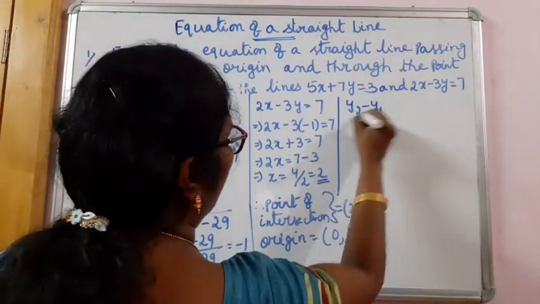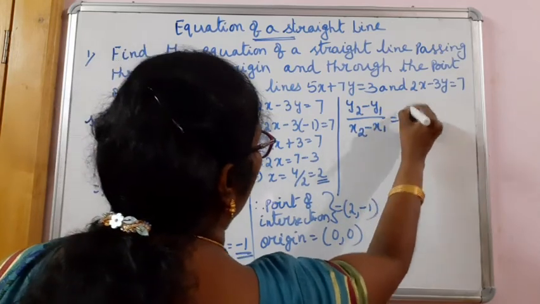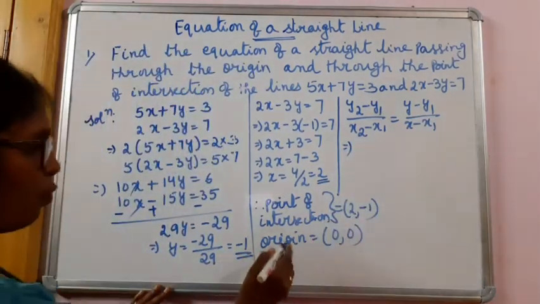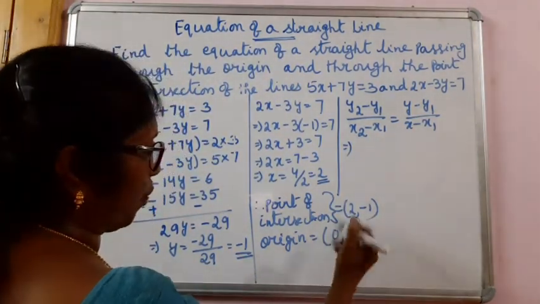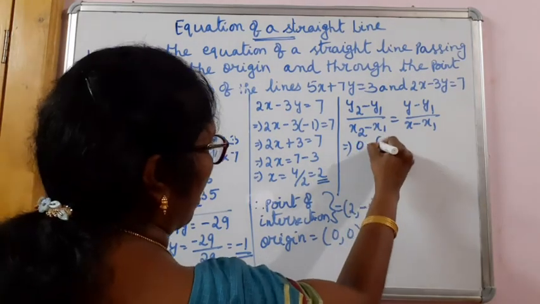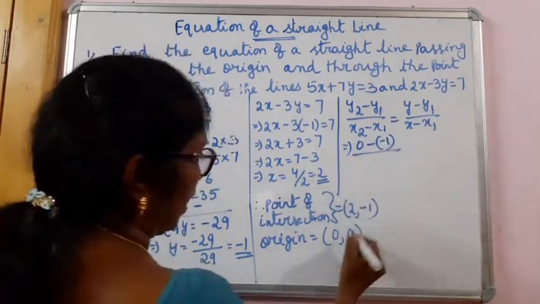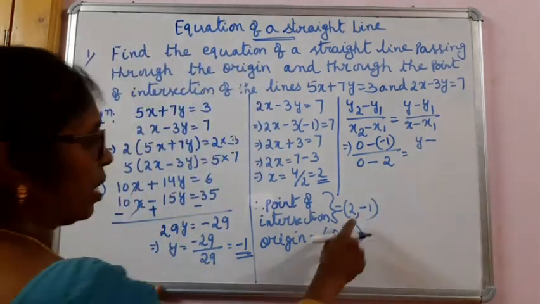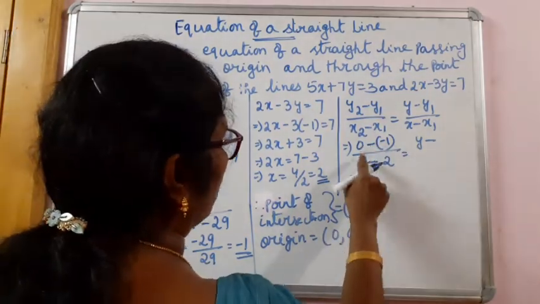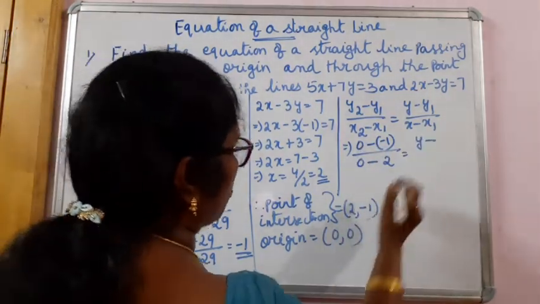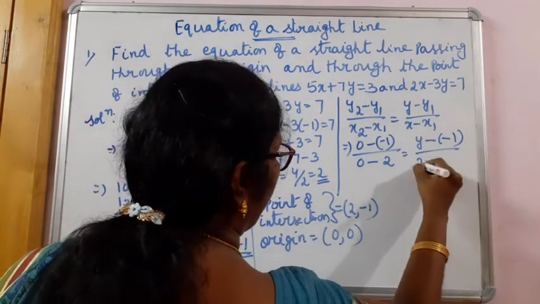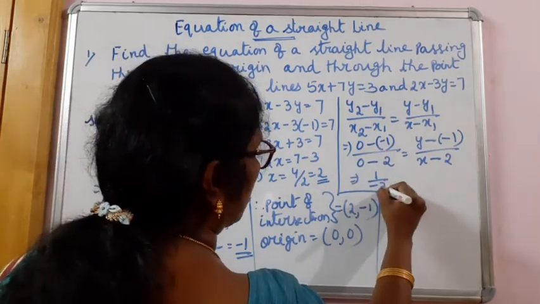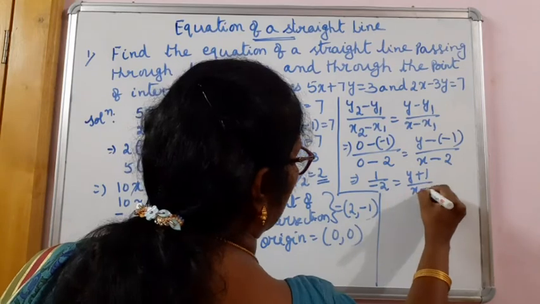So y2 minus y1 by x2 minus x1 equal to y minus y1 by x minus x1. We can take x1, y1 and x2, y2. y2 is 0, minus y1 is minus 1, x2 also 0, minus 2 is equal to y minus y1, so y1 is minus 1, by x minus x1, x1 is 2. That implies only 1 by minus 2 equal to y plus 1 by x minus 2.